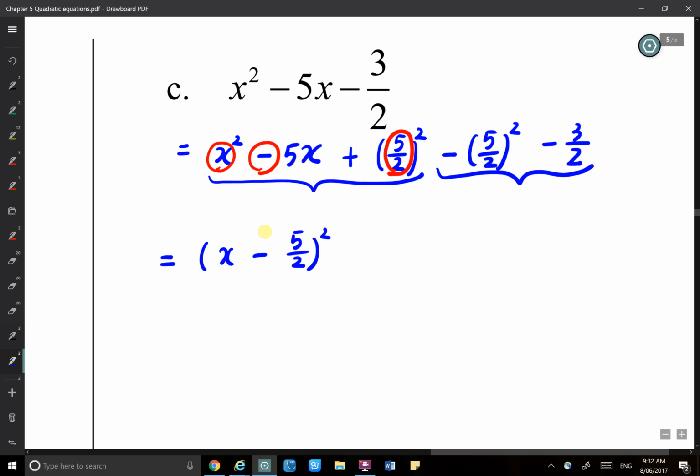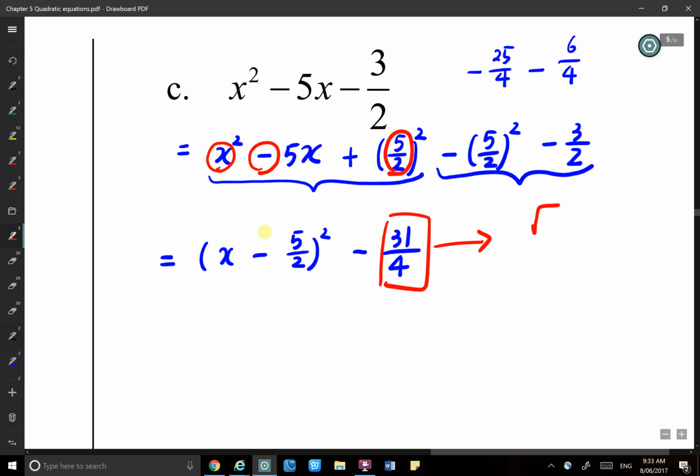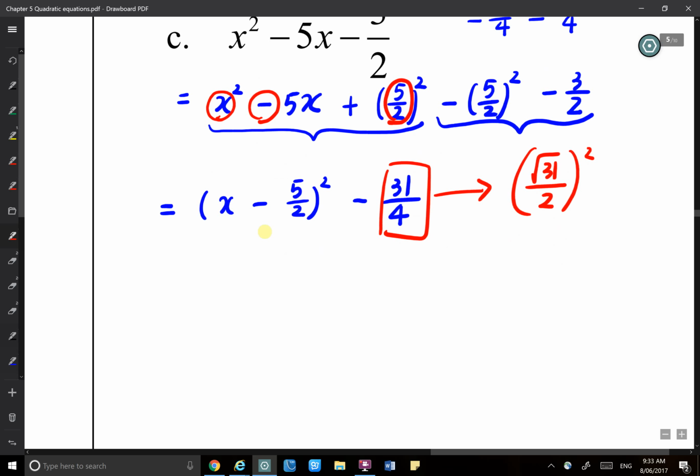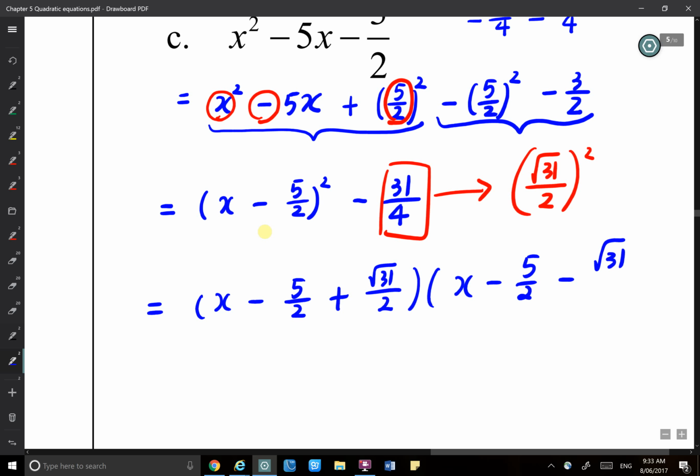So what I will have is x minus 5 over 2 squared. And I will calculate what we have here. That's a minus 25 over 4, and that is a 6 over 4. Okay, 25 over 4 and minus 6 over 4. So I have a minus 31 over 4. So minus 31 over 4 can be written in the form of root 31 over 2 squared. And this will equal x minus 5 over 2 plus root 31 over 2, x minus 5 over 2 minus root 31 over 2.